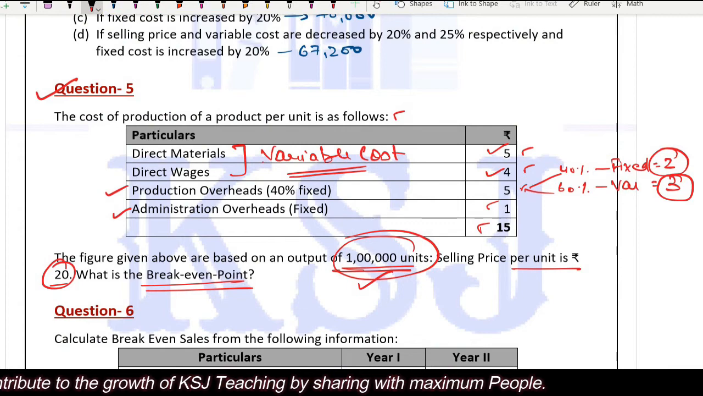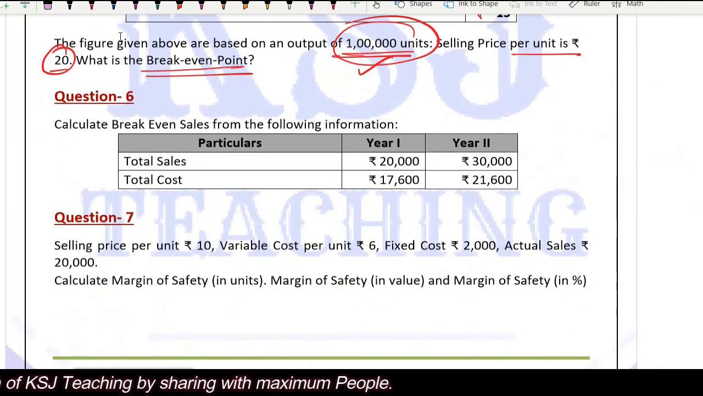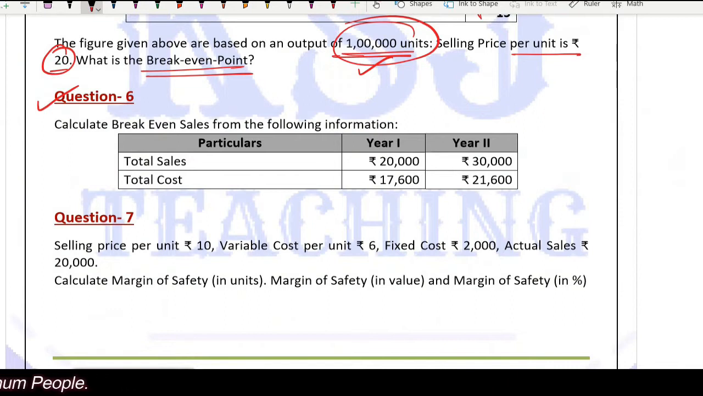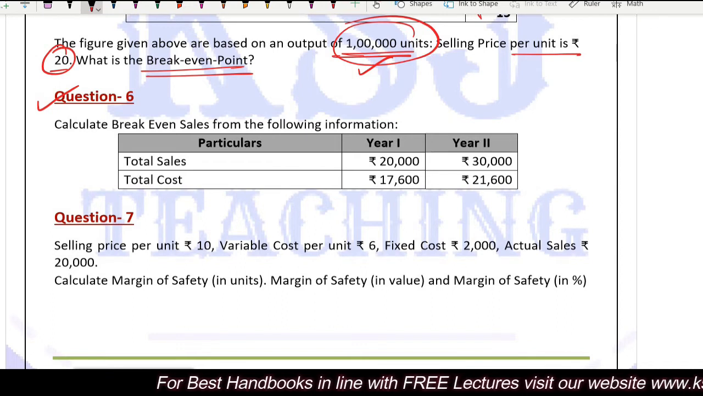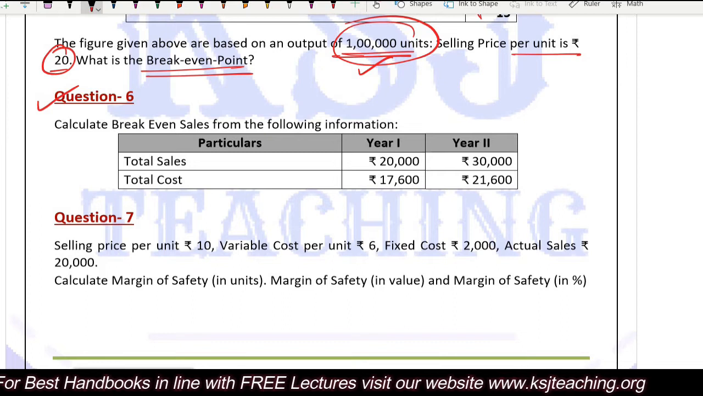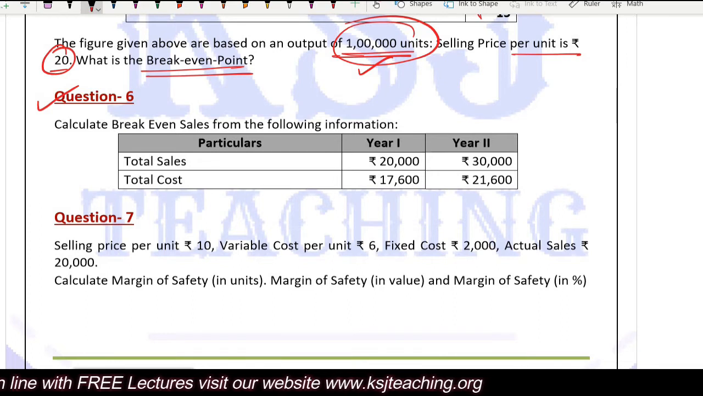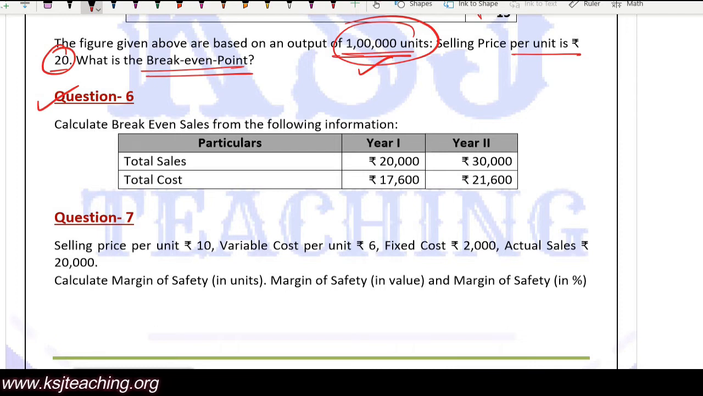Now, coming to question number 6. Calculate break-even sales from the following information. Total sales 20,000 and 30,000. Total cost is 17,600 and 21,600. Okay, now sir, tell me. Break-even point. Fixed cost. Sir, where is fixed cost? Not given. Total cost is given. Total cost includes the fixed and the variable cost both.